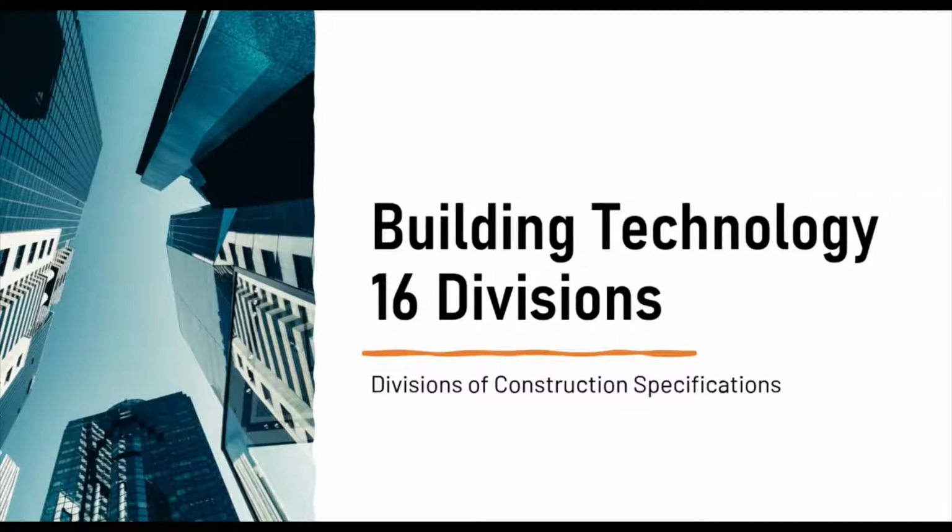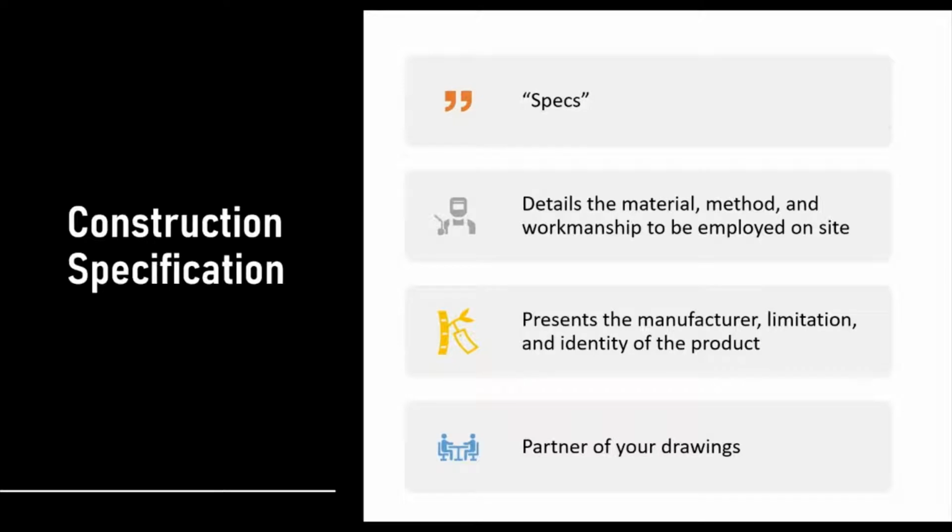So this is Building Technology, the 16 divisions of construction specification. These 16 divisions compose the master list for which construction will proceed, how it will proceed, and what exactly is needed for your construction project to proceed. Next slide tayo. What is construction specification?